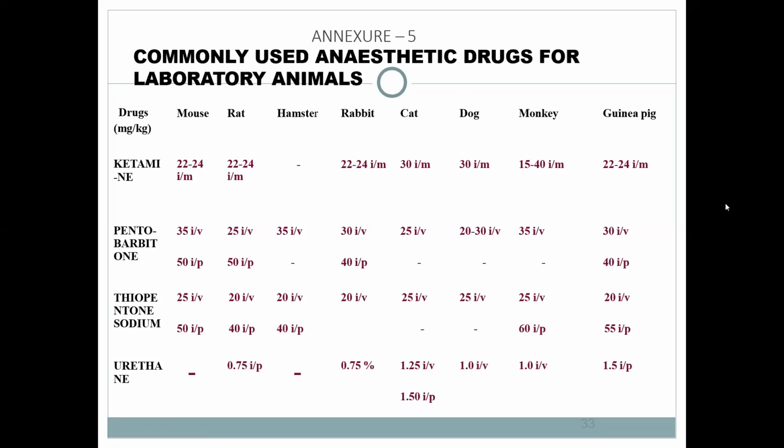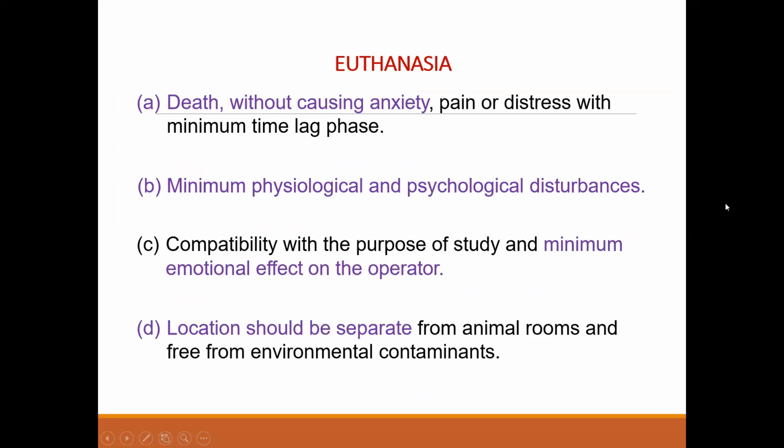It should be required. Then euthanasia, this is one of the terms which relates to killing the animals, right? If the animals have an incurable disease, or a high infection which is not curable, right, then such an animal we can kill forcefully, right? That process is called euthanasia.